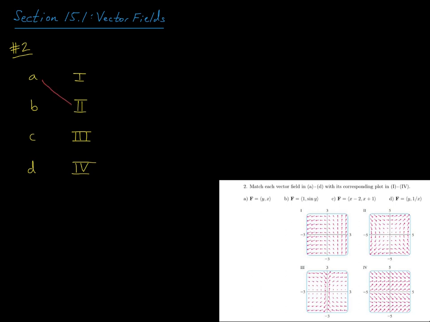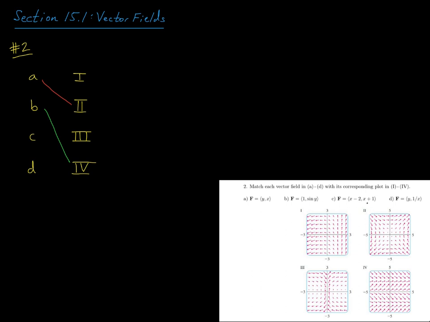All right. Now B, this is independent of x, meaning that for a fixed y, so in other words, moving along a horizontal line, I should see the same output vector. And that would be plot 4. For a fixed y, I see that constant output vector along those horizontal lines. So B goes with 4.